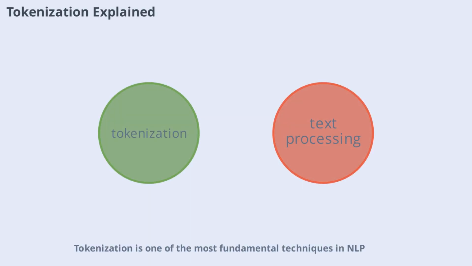Tokenization is one of the most fundamental techniques in NLP. It involves breaking down text into smaller units, called tokens, which can be words, sentences, or even subwords. This process allows computers to analyze text at a granular level, making it easier to perform tasks like sentiment analysis or machine translation. Tokenization is the foundation for many other NLP techniques, as it transforms unstructured text into a structured format that algorithms can work with efficiently.